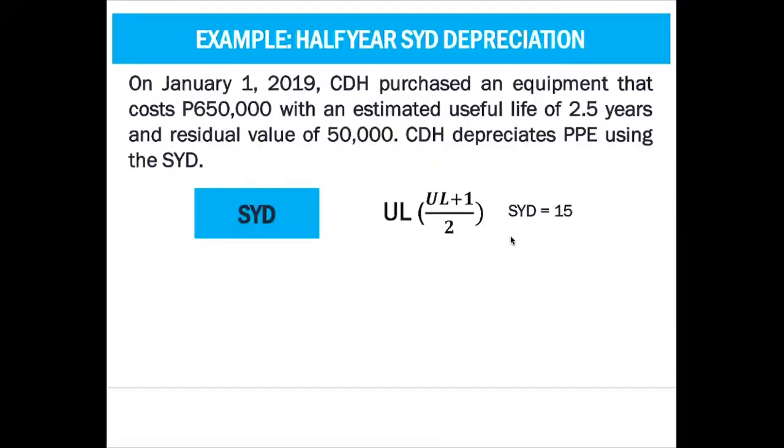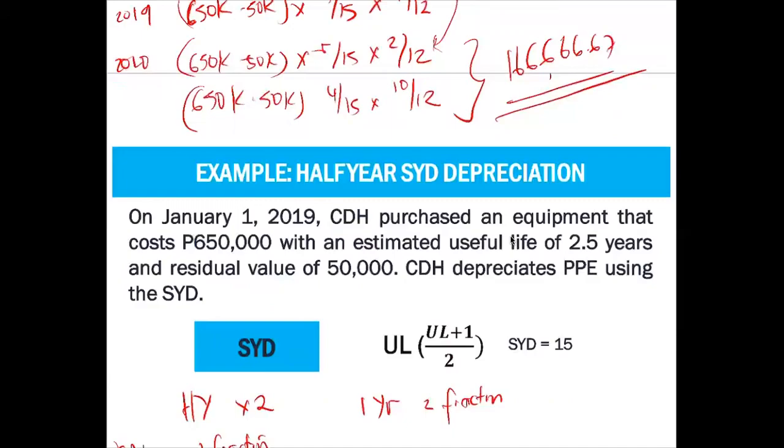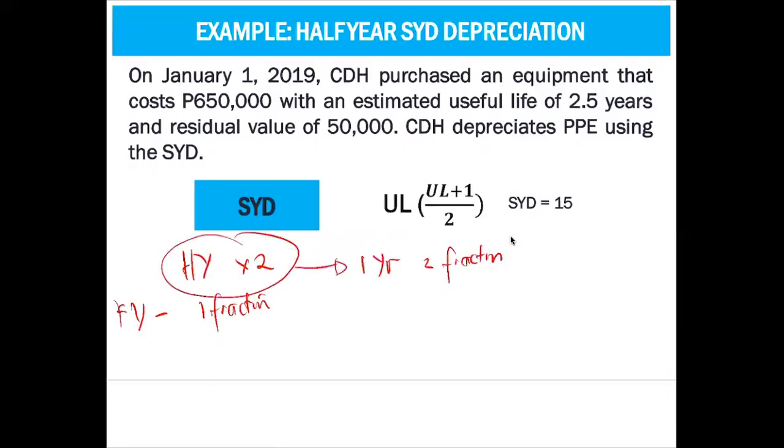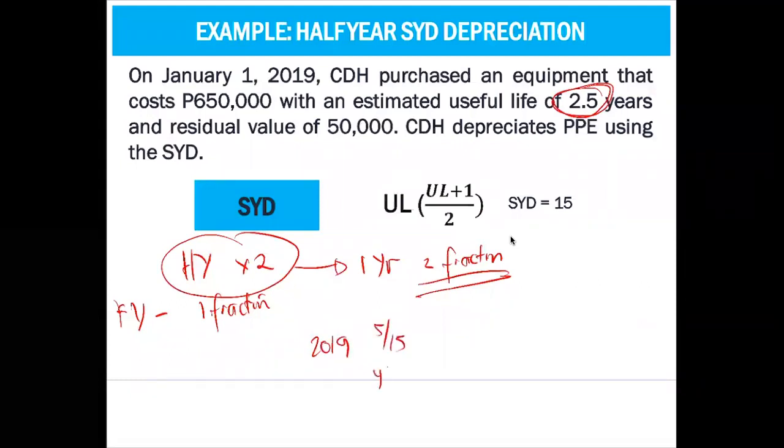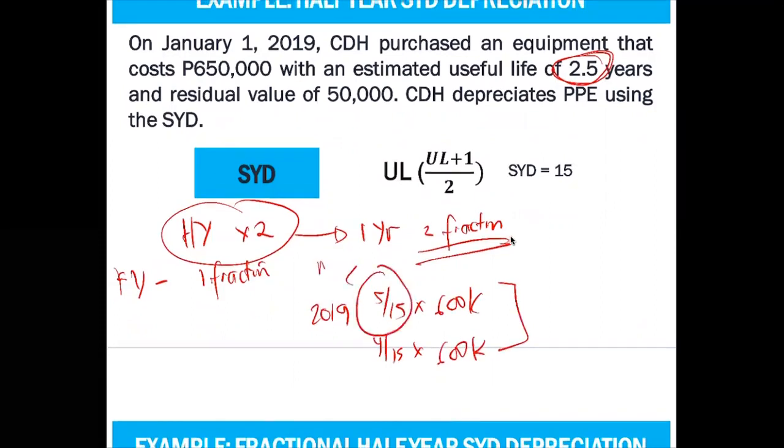Half-year depreciation. For half-year depreciation, you make it as a full year. So the half year, you multiply it to 2. So in 1 year, you have 2 fractions. Kanina kasi, pagka full year, it is 1 fraction. Since this is half year, 1 year consists of 2 fractions. Clear? So we have here 2.5 years. So for year 2019, ang 2 fractions natin is 5 over 15 and 4 over 15 multiplied by 600,000 to get 1 year. Clear? Kasi 1 fraction represents half year.